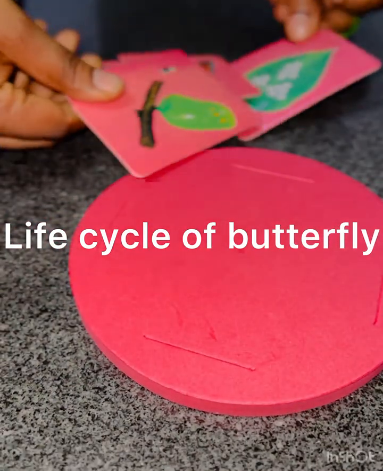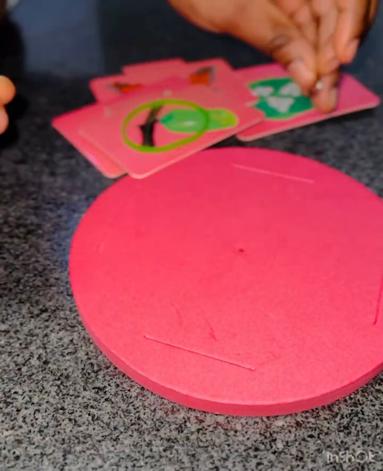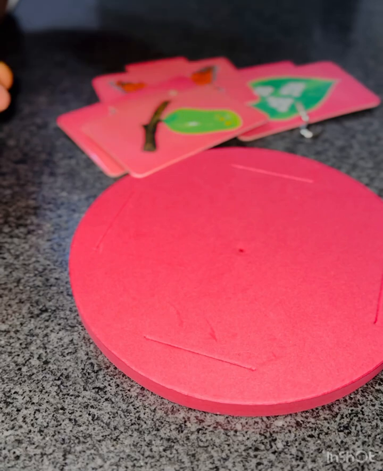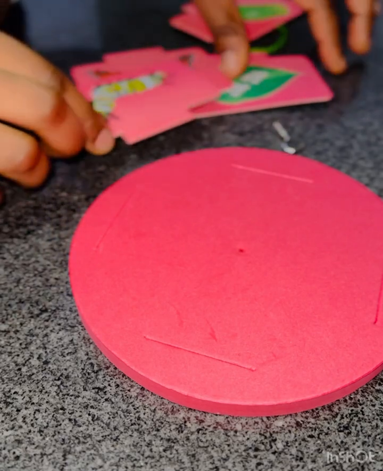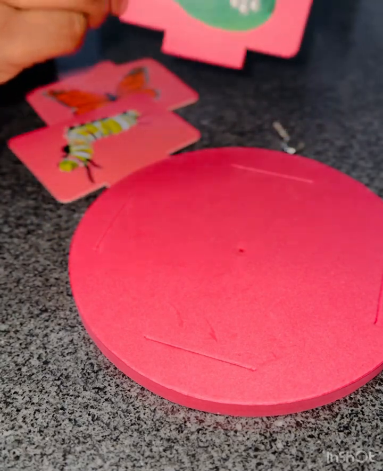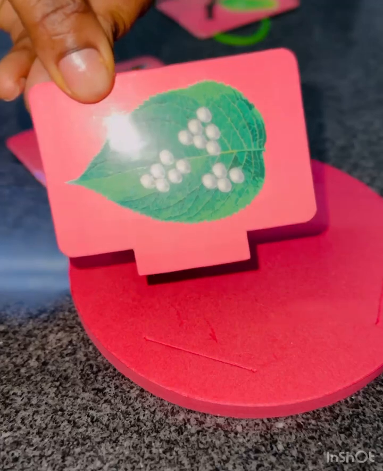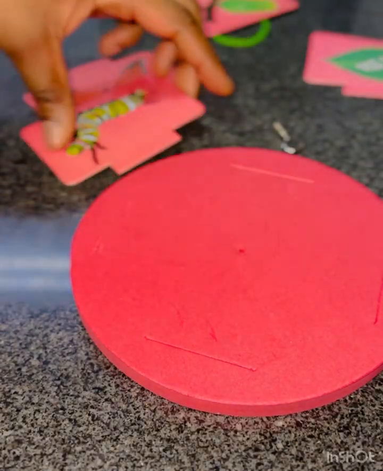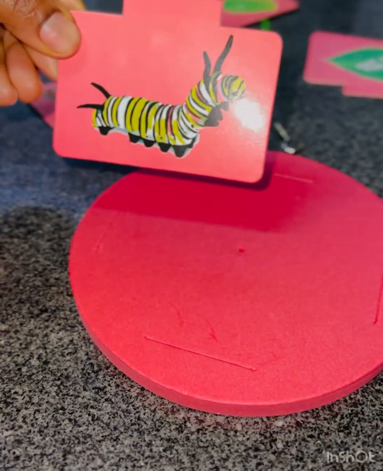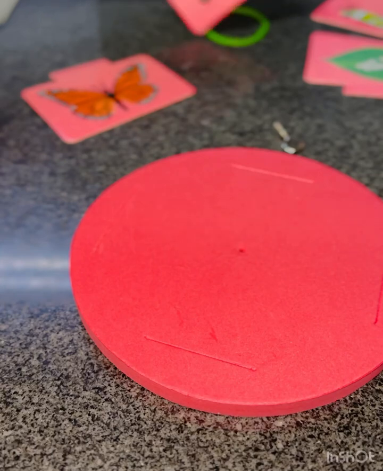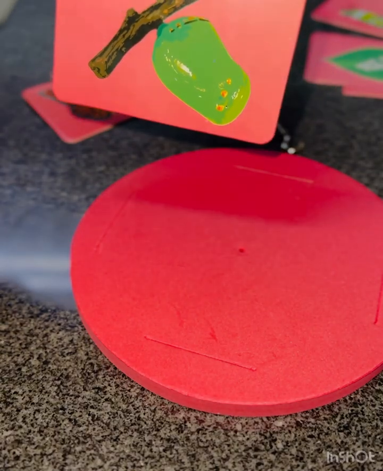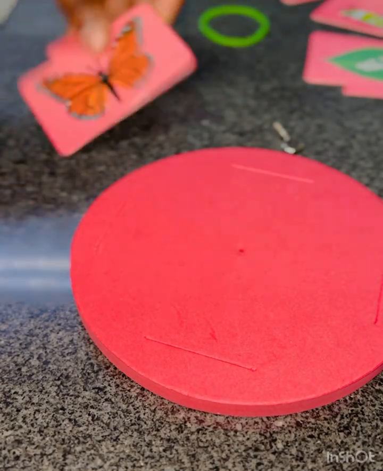Hello, today we are going to create models of the life cycles of different animals. We need rubber sheet, we need card, and we will use these to create different models. We will start with the life cycle of a butterfly. So join me.